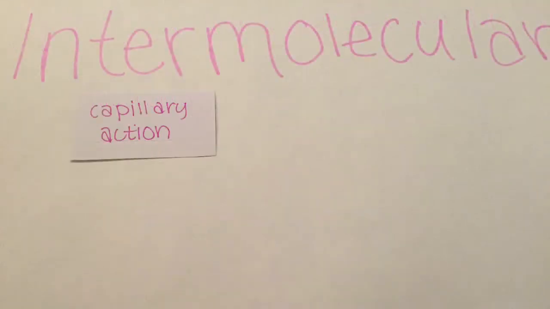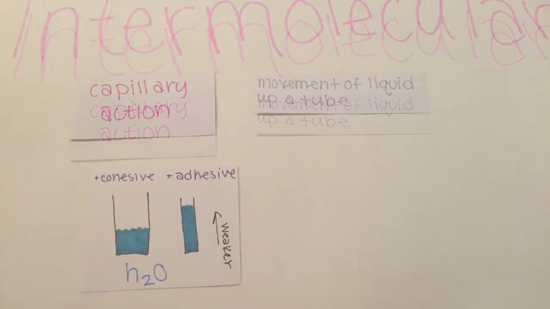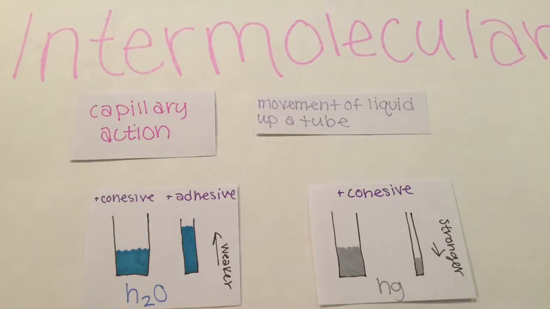So next thing we're going to talk about is capillary action, or the movement of liquid up a tube. So if you take water, for instance, water is cohesive and adhesive, which means the molecules stick to themselves as well as other things. So when the tube gets smaller, as you can see, the water rises because the molecules are sticking to the sides of the tube more. But as you can see, the mercury is only cohesive, so it only sticks to itself. So when the tube is made thinner, the mercury stays put.